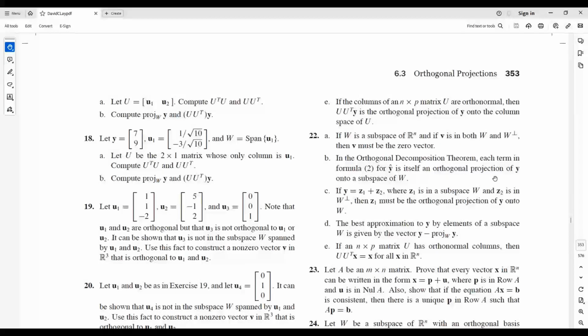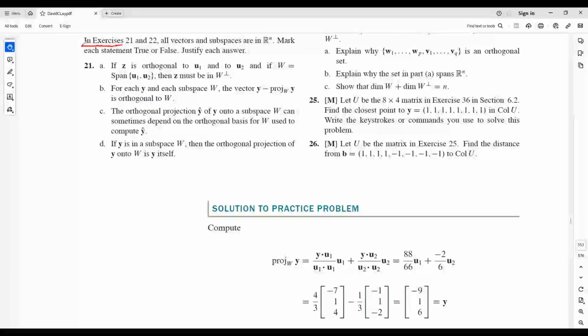Questions in section 6.3, orthogonal projections at page 353. In problems 21 and 22, all vectors and subspaces are in Rn.